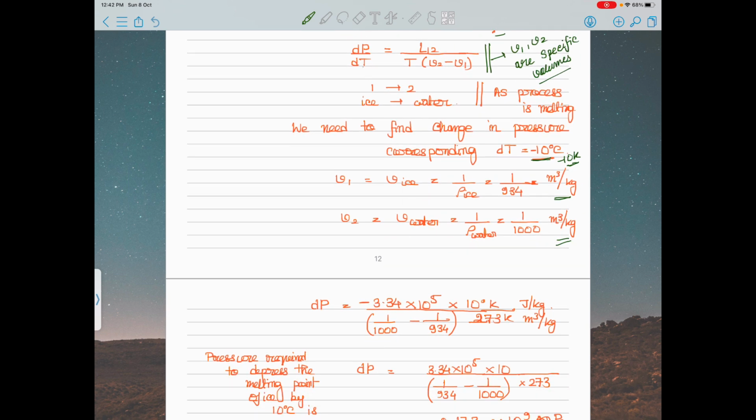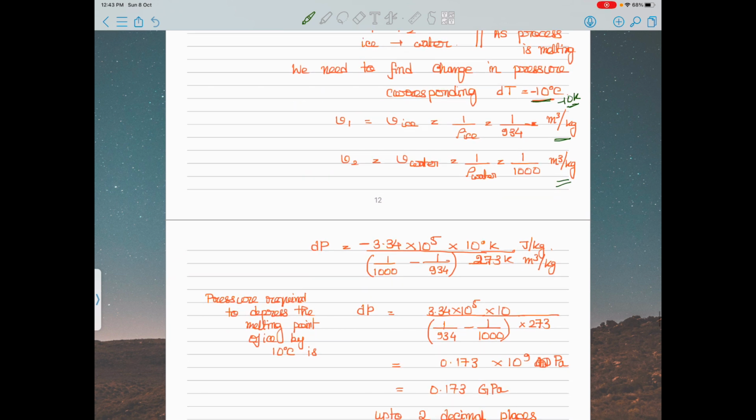Therefore dP, according to this equation, will be nothing but L, the latent heat, which is positive 3.34 into 10 to the power 5, into dT, which is minus 10. This minus corresponds to the depression of the temperature, 10 Kelvin, divided by V2 minus V1, so 1 by 1000 minus 1 by 934, into 273. Therefore, the pressure required to depress the melting point by 10 degrees Celsius is given by dP. Now I have taken the minus in the denominator bracket, so I have just put the 1 by 934 on this side and 1 by 1000 on this side, absorbing this negative sign.